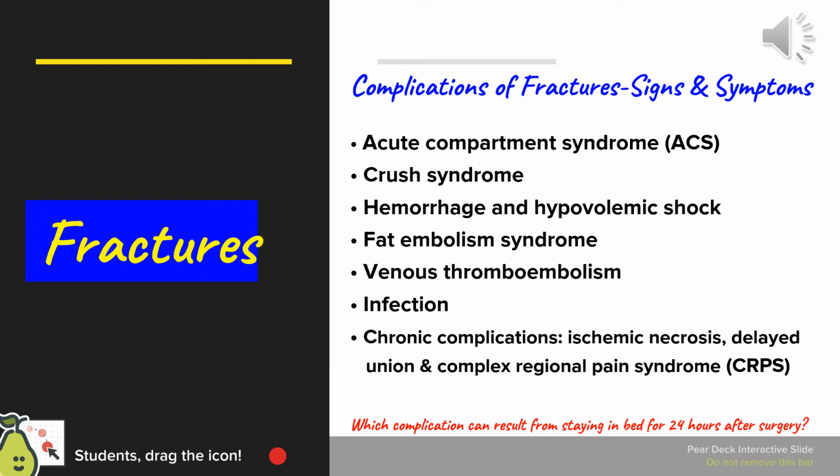Infection. We can prevent infection post-surgical by administering our antibiotics on time and watching for signs of infection like redness, inflammation, and purulent drainage. Patient can also report pain. Chronic complications like ischemic necrosis and CRPS. Again, we need to be vigilant and watch for the signs of the 5 Ps, which would notify us of CRPS, and then we would notify the physician.